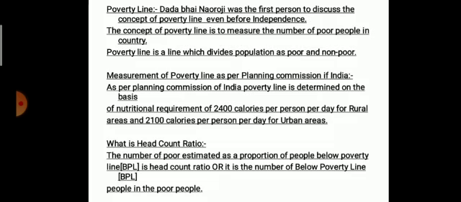Then let's see how identification of urban and rural poor is done. Now when you are living in a city and you are just roaming around, how will you identify whether a person is poor or not? Or in a rural area, how will you identify whether a person is poor or not?